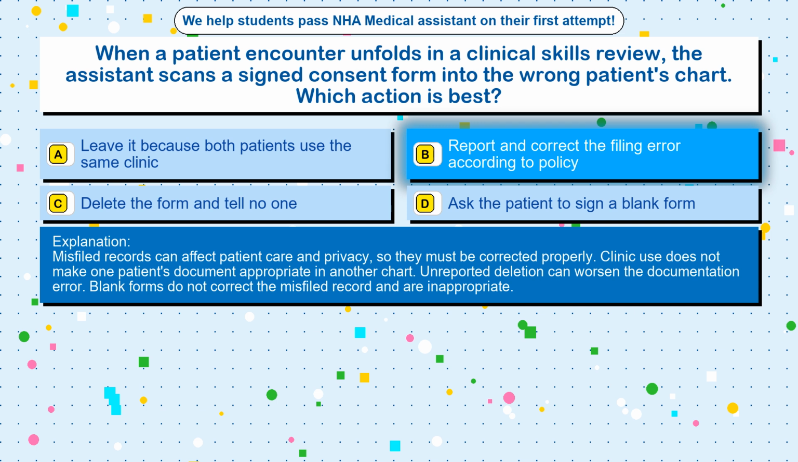Clinic use does not make one patient's document appropriate in another chart. Unreported deletion can worsen the documentation error. Blank forms do not correct the misfiled record and are inappropriate.